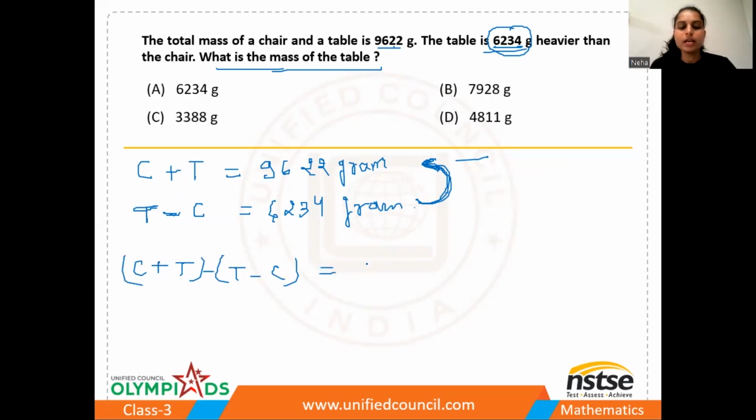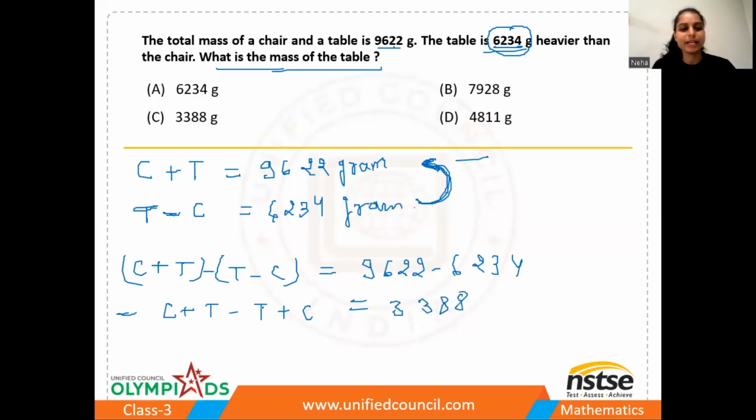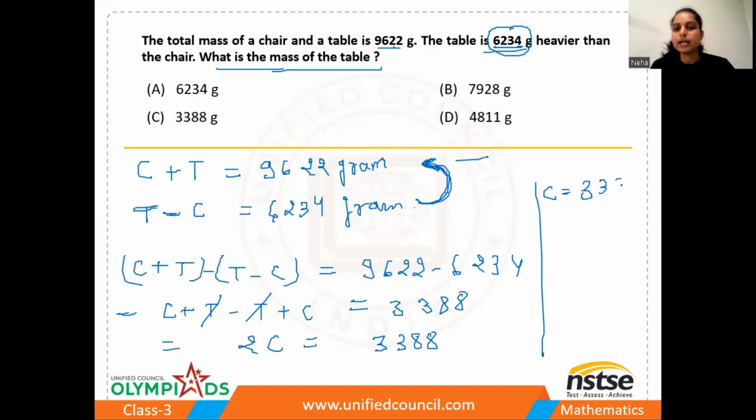So it becomes 9622 minus 6234. This becomes C plus T minus T plus C. When we open the bracket, the sign will change. And this, my dear student, is 3388. That's it. The plus T and minus T get cancelled out. This is twice of C, equal to 3388. That means the mass of the chair is 3388 divided by 2, that means 1694 grams.